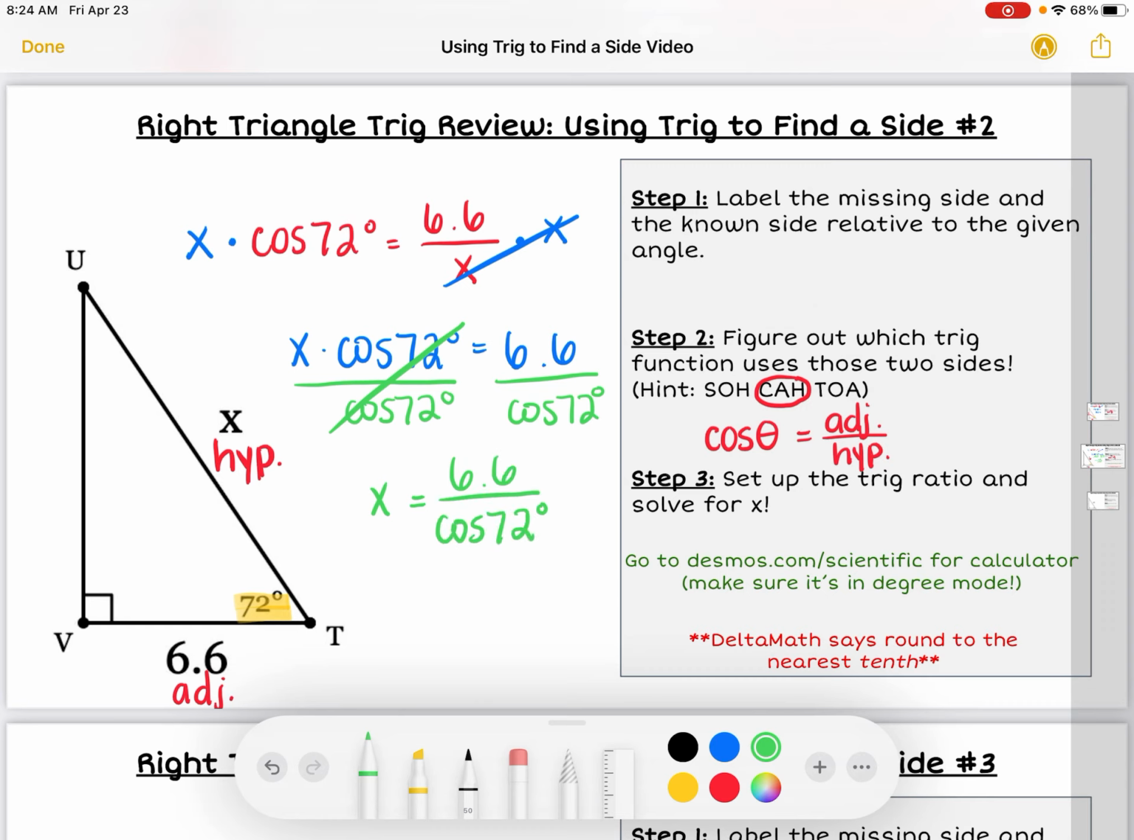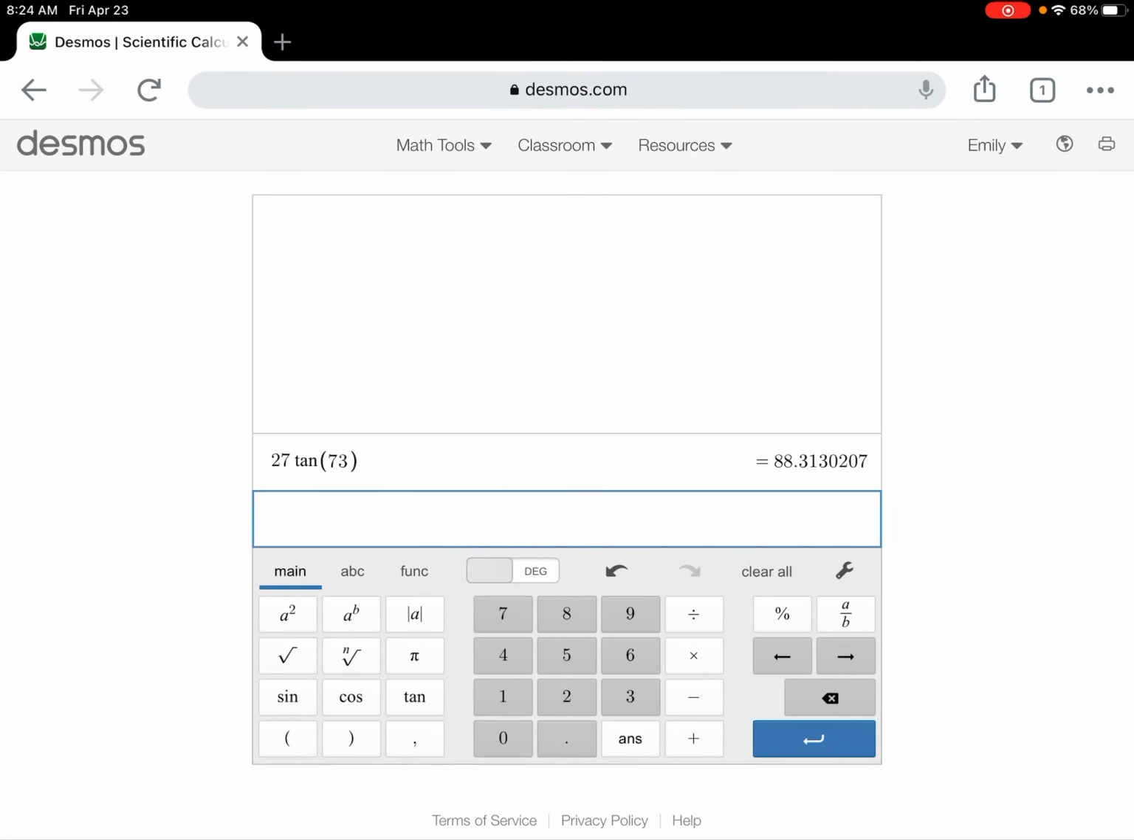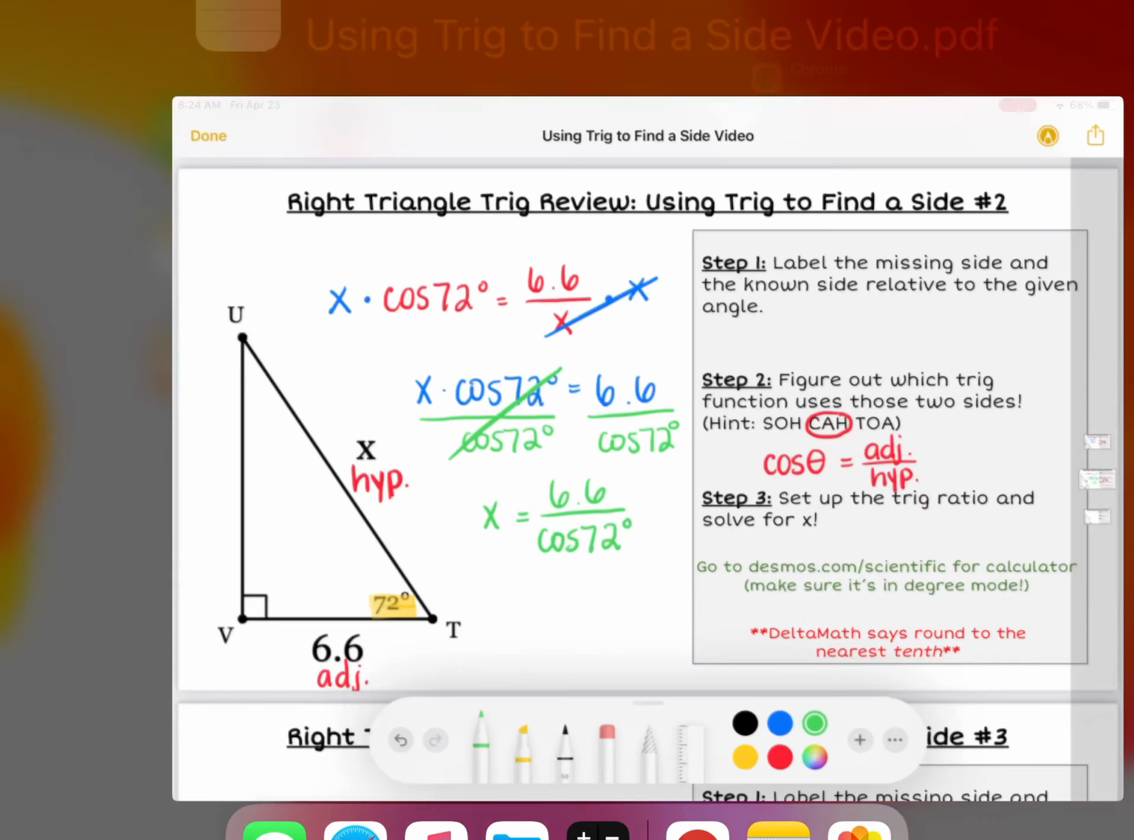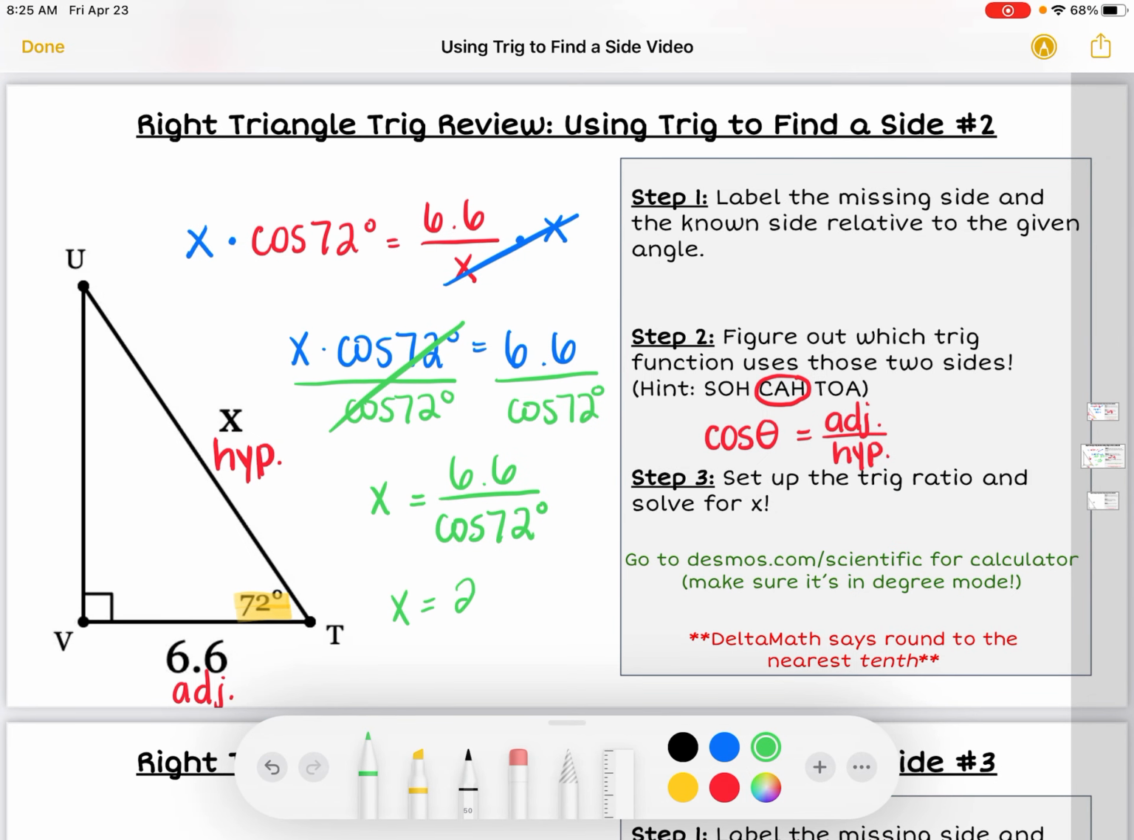So of course I'm going to need a calculator. I'm going to go back to my calculator. It's still in degree mode. And I'm going to put in 6.6 divided by cosine of 72. And it knows it's in degree mode. We get 21.358. So to round to the nearest tenths place, I want to look at the number after the tenths place, which is 5. Since it's 5 or above, give it a shove. That's the rule. That means it's going to be 21 point, we're going to shove that 3 up to a 4. So 21.4. So X equals 21.4. And that's our missing side length, the missing hypotenuse for this triangle.